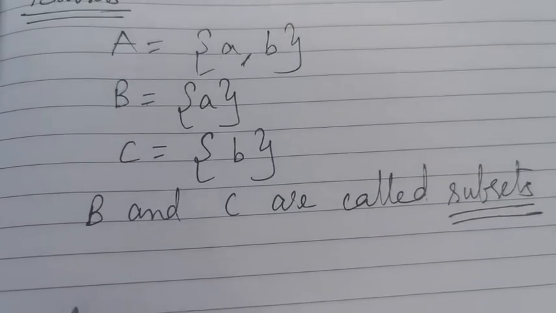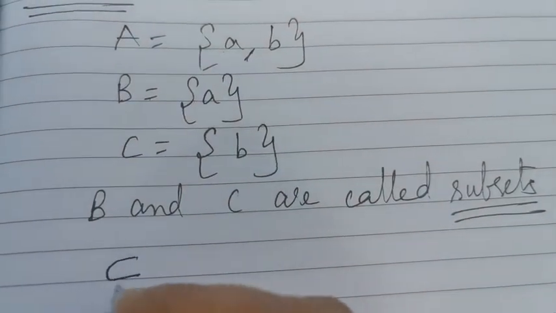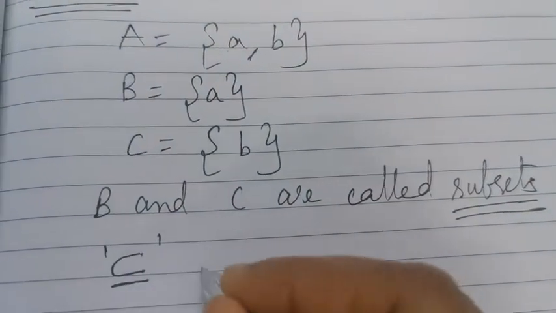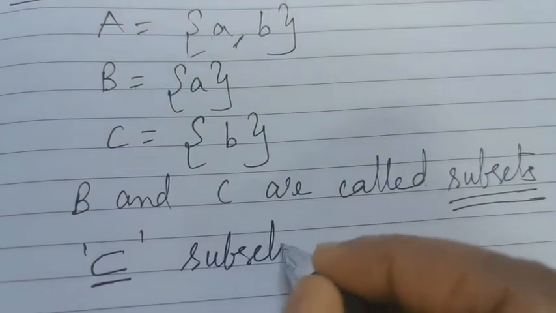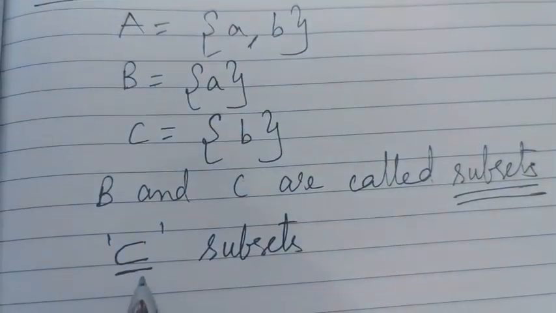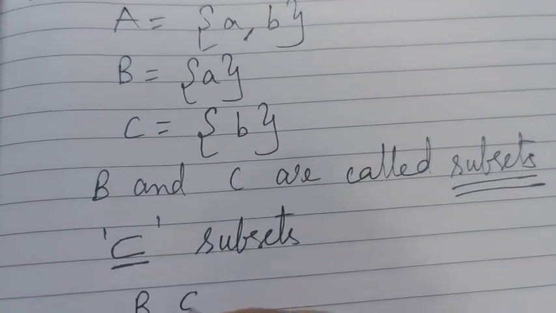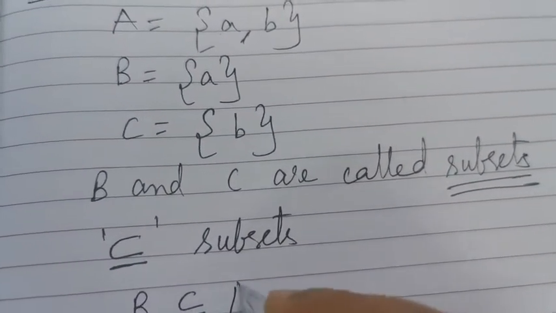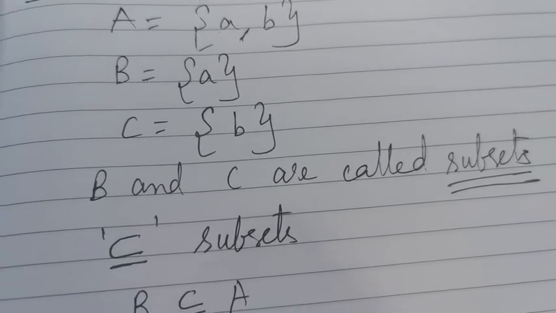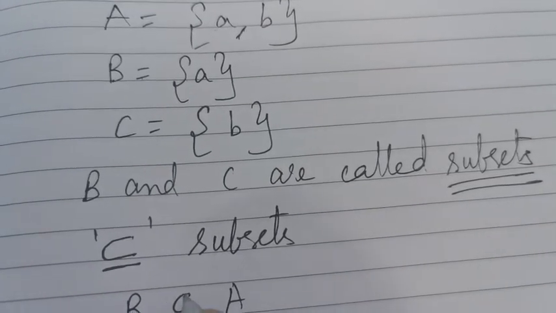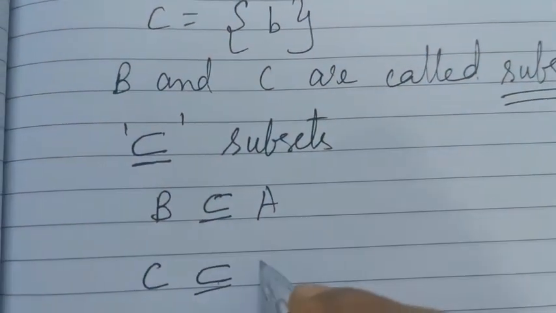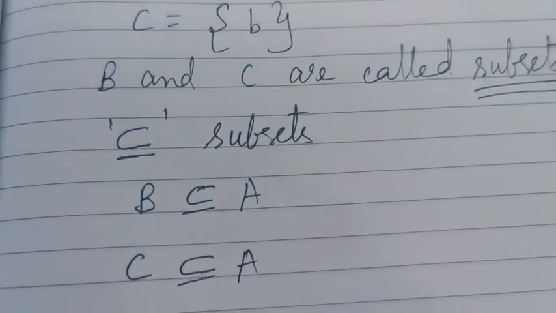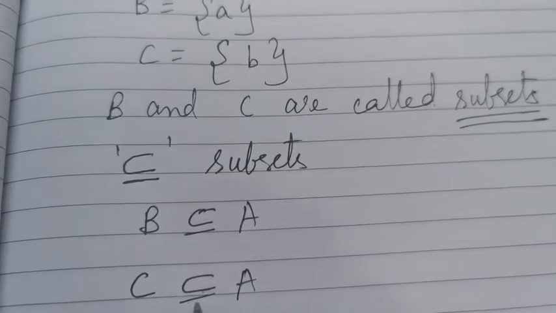You can represent it using this symbol. This symbol stands for subsets. So how do we write it using this symbol? B is a subset of A. C is also a subset of A. So this is how you will represent subsets.